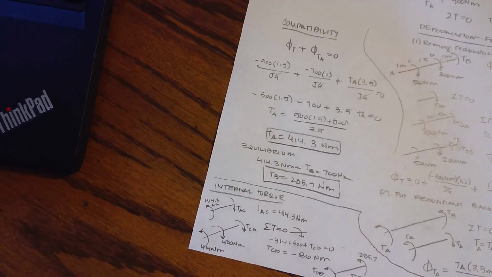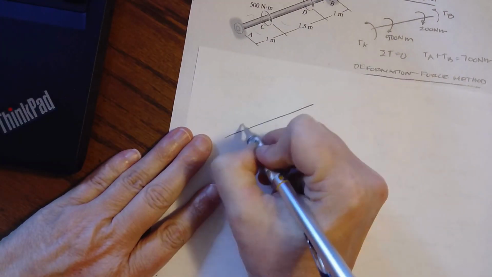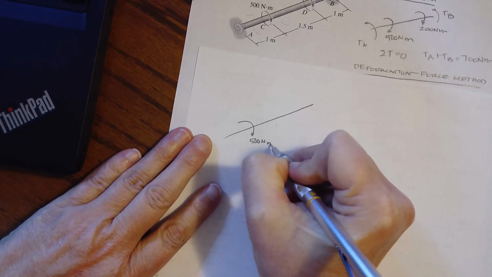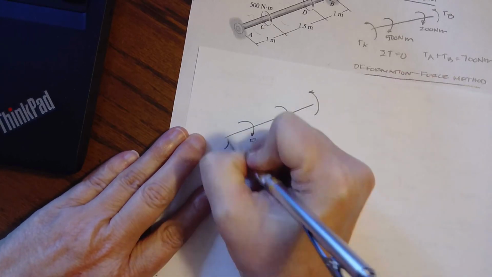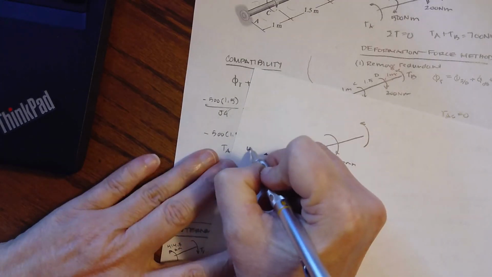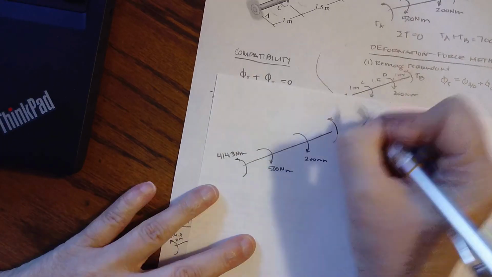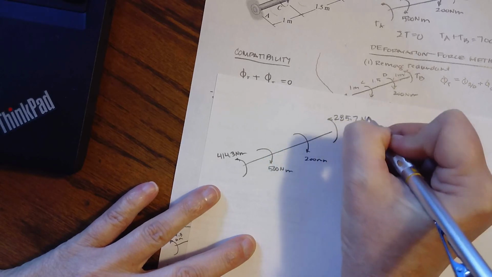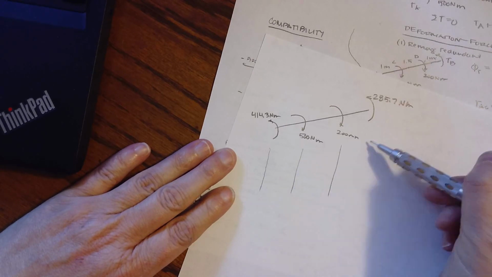Now I'm going to draw a torque diagram. I'm really trying hard to get this all on the same page. So I have my shaft that looks like this, and I have 500 Newton meters coming this way. I have 200 Newton meters coming this way. My reactions at the wall are going to be 414.3 Newton meters and 285.7 Newton meters. And so now I can just kind of draw down like so.